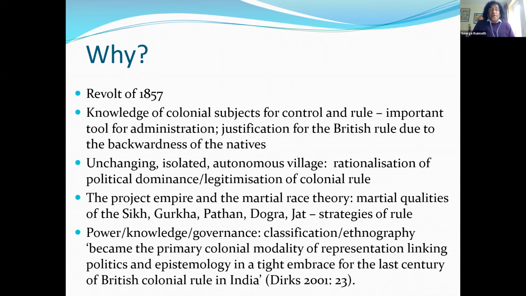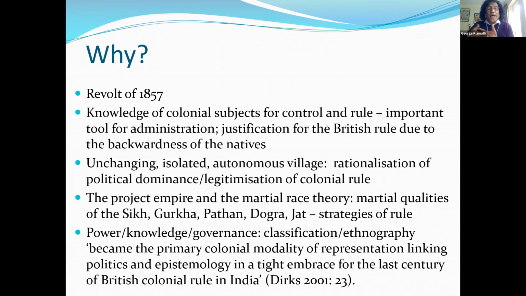And it also justified colonial rule, saying that it is unchanging no matter who rules it, like Metcalfe's idea of village republics. Therefore, a rationalization: political dominance, there's no problem with it. Legitimization of the colonial rule, because India will remain the same, it is unchanging.